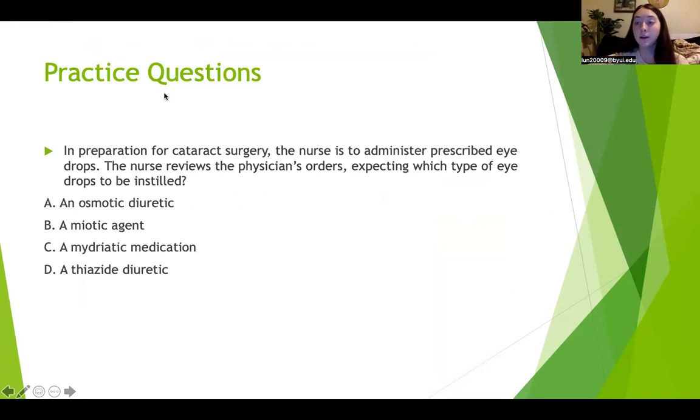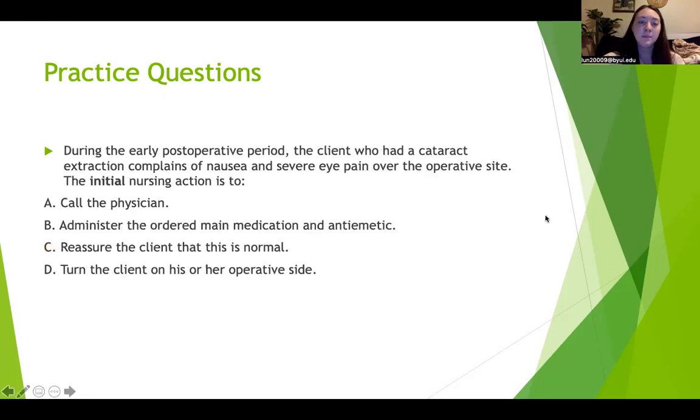All right, so practice questions. That was a really short review, but let's jump into it. In preparation for cataract surgery, the nurse is administering prescribed eye drops. The nurse reviews the physician orders, expecting which type of eye drops to be instilled. The answer is C, mydriatic medication, something to dilate the eyes. That's just so they can see and operate within the eye.